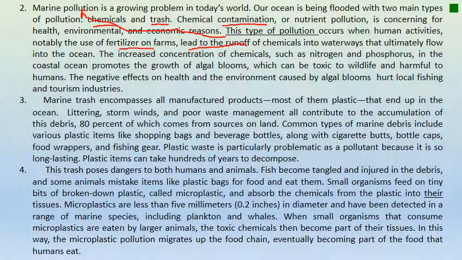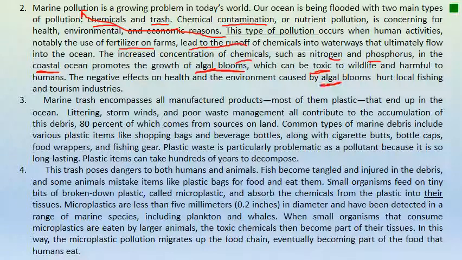The increased concentration of chemicals such as nitrogen and phosphorus in the coastal ocean, the coast, the shore, the beach, promotes the growth of algal blooms, algae in the sea, those green sort of plants that you see in the sea. When nitrogen and phosphorus are dumped in huge amounts, they make these algae bloom, okay? And those algae are toxic, meaning poisonous to wildlife and harmful to humans. The negative effects on health and the environment caused by algal blooms hurt local fishing and tourism industries.